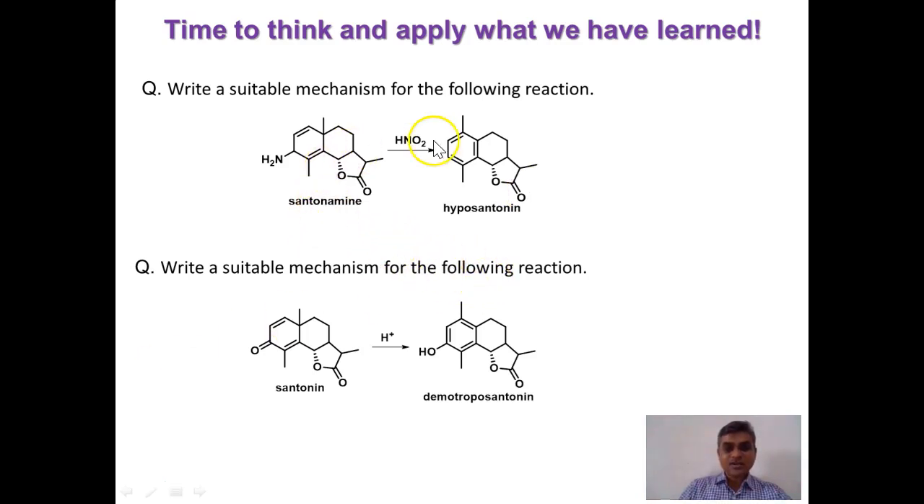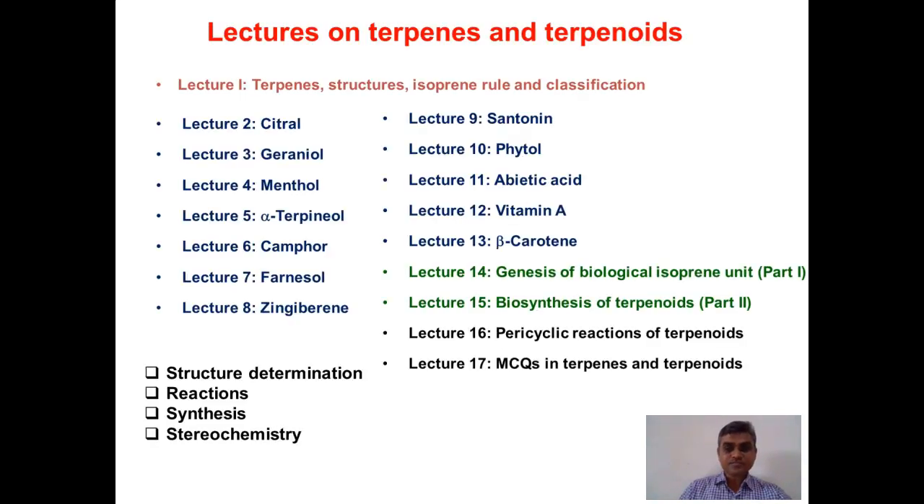The Santonin molecule undergoes diazotization to form hyposantonin. Similarly, Santonin undergoes a rearrangement reaction to form desmotroposantonin. In both cases, we get a 1,2 methyl shift involving the Wagner-Meerwein type of rearrangement, and therefore students should understand this mechanism very well. So in this way, we have completed the Santonin molecule.